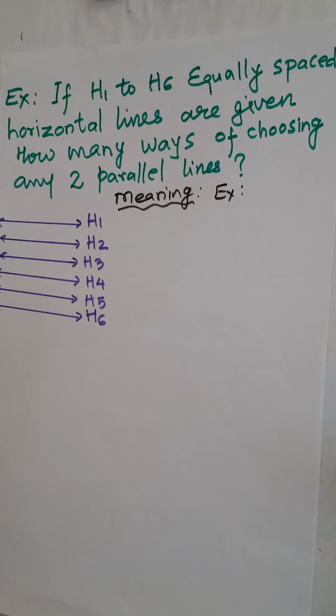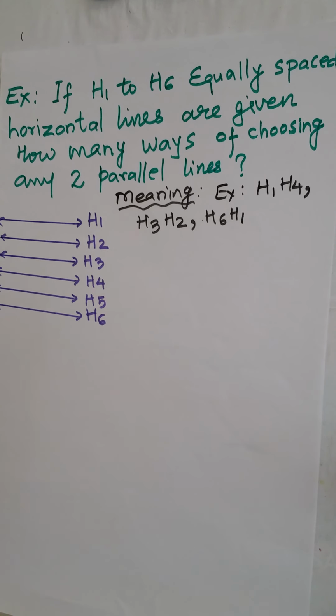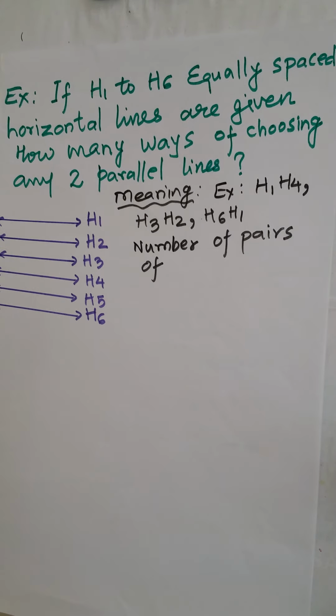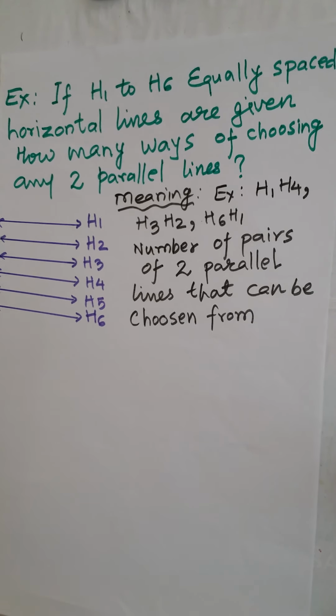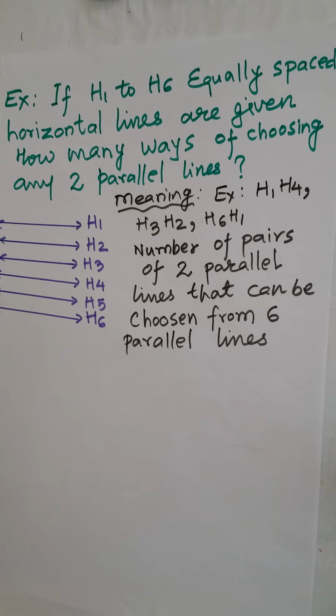So let's say for example, if you write h1 h4, h3 h2, h6 h1, so these are pairs of any two lines selected. So the meaning is the number of pairs of two parallel lines that can be chosen from 6 parallel lines.